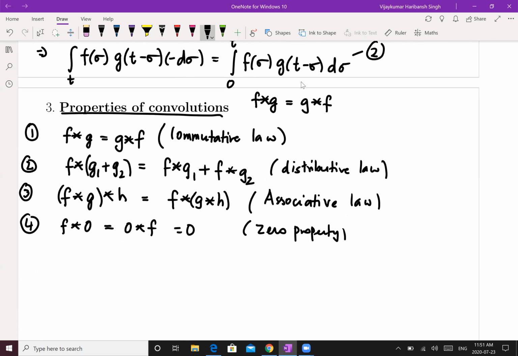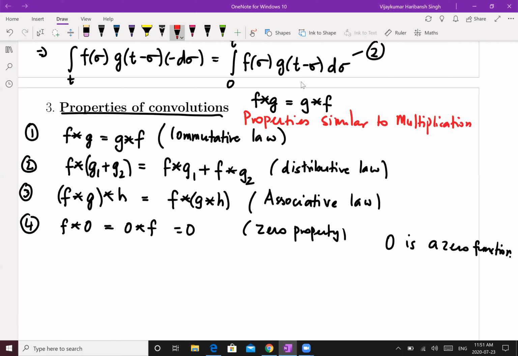And what is 0? 0 is basically a zero function. Yeah, so this is what I mean by 0 here. Now, this can be seen as having some properties similar to multiplication. However, there are a few properties which are different from multiplication, namely one.